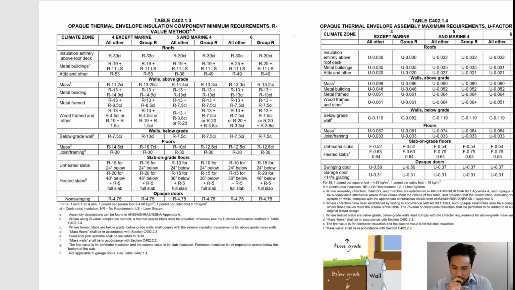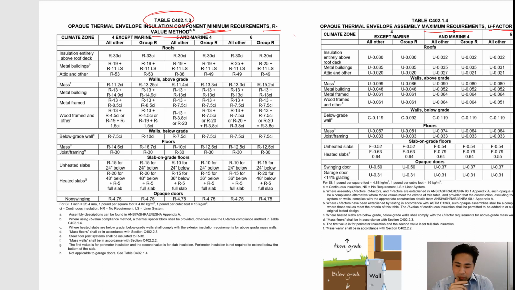So if you look at these two tables from the New York City Energy Code, the table on the left is the minimum R value method, and the table on the right is the maximum U factor method. The reason for these numbers is that the New York City Energy Code wants to minimize the heat transfer, gain into a space or loss from the space to the outdoors, to minimize the heating and cooling load or energy usage of the building.